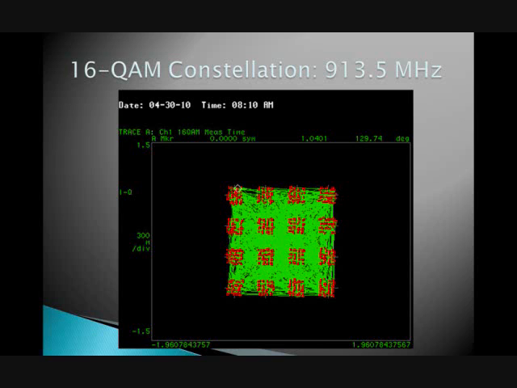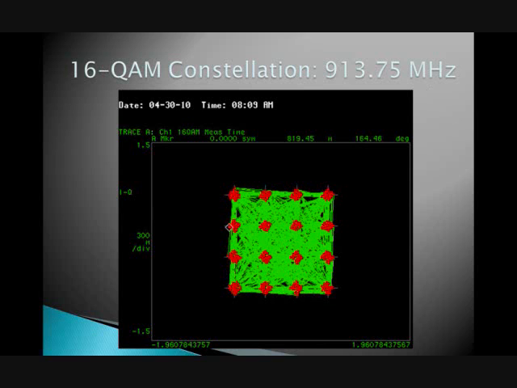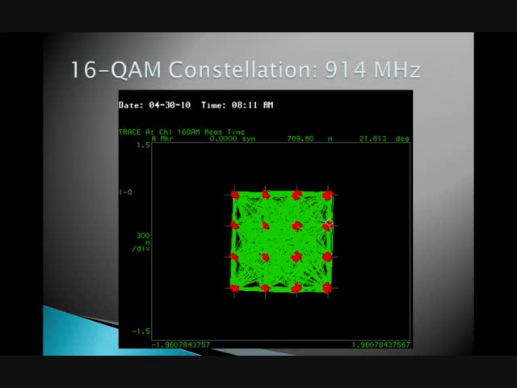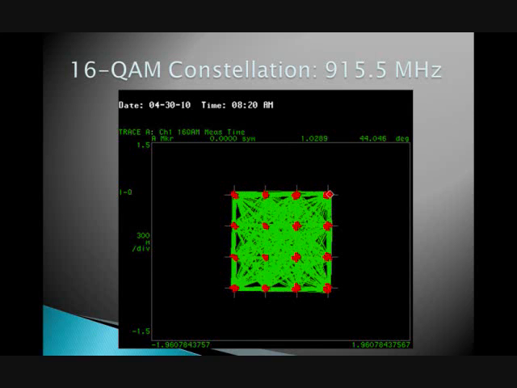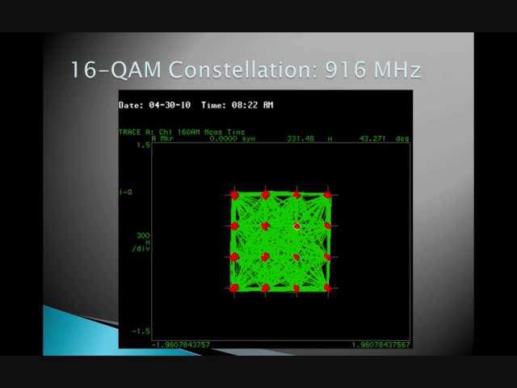Here are the 16QAM constellation diagrams. As you can see, the red dots represent the bits transmitted, and the green lines represent the transitions between those bits. As you saw, the closer we were to the channel fade, the more likely there were to be bit errors. As we move further away from the channel fade, you can see the signal fidelity goes up.